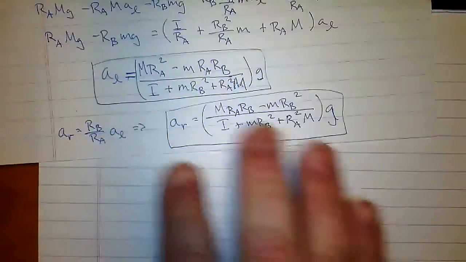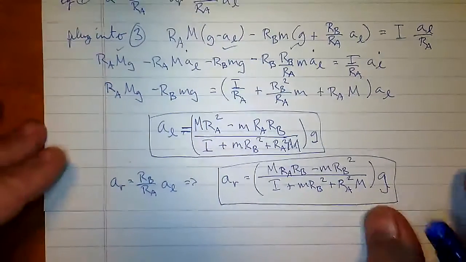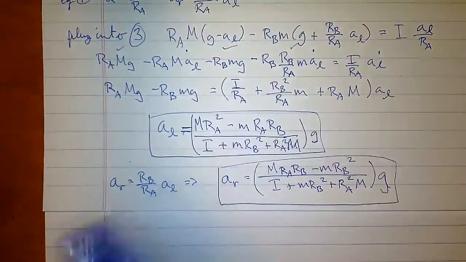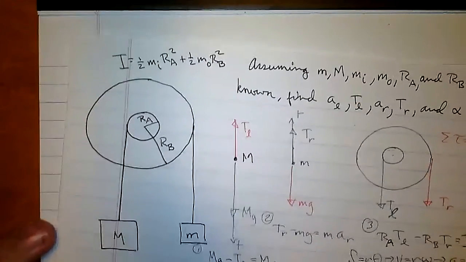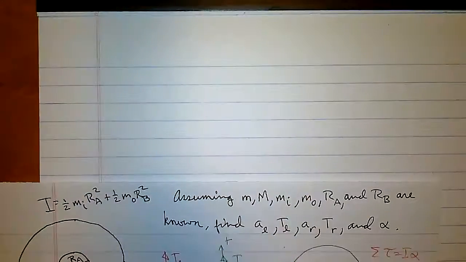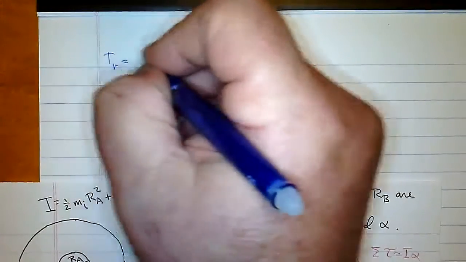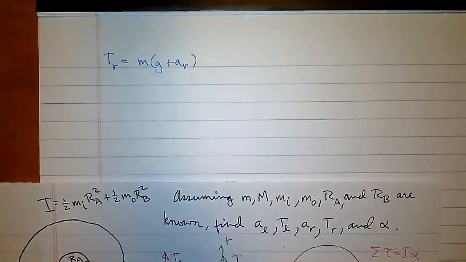Now on to page two, which is where we're going to make use of these results and actually find out what our tensions will be. So I have already that the acceleration on the left-hand side is this, the acceleration on the right-hand side is this. All I have to do is look back at my original equations one and two for TR. So for instance, copying from equation two here, we can see TR is equal to lowercase m times G plus AR. And that's from equation two. So I'll write it as two prime.